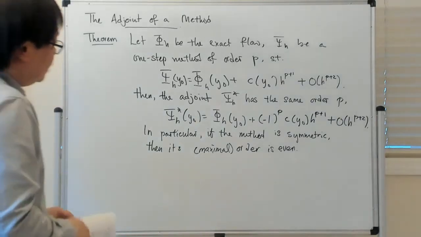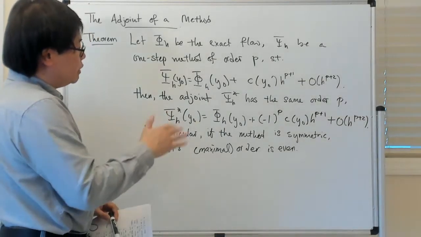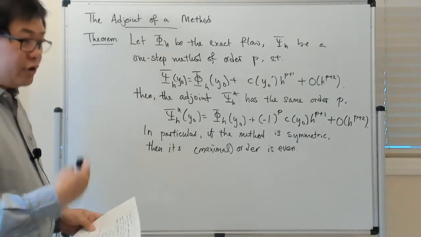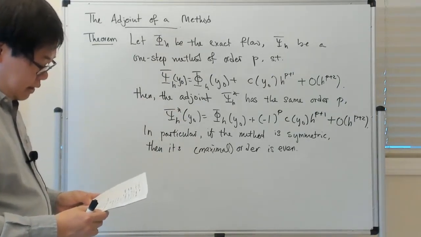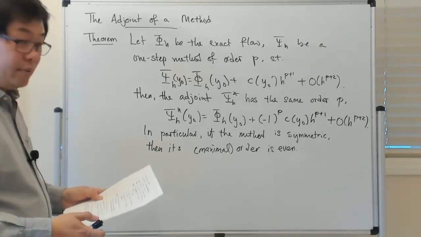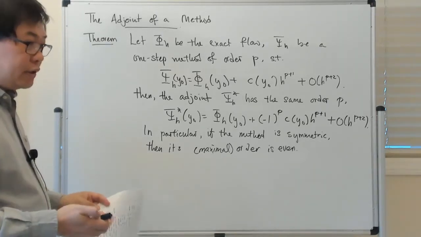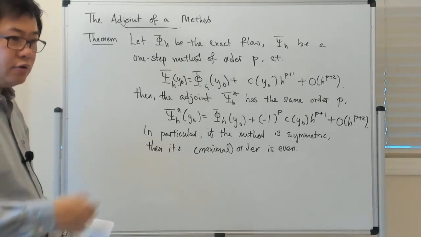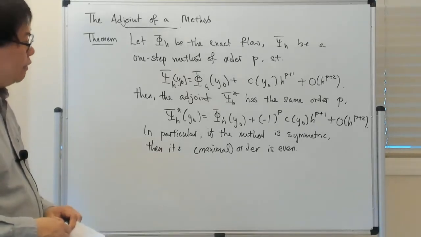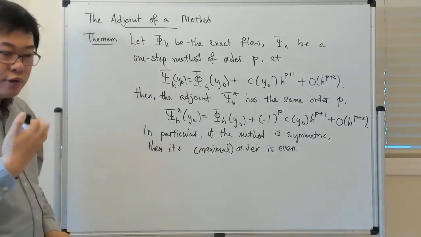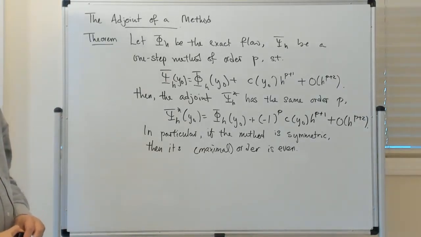So why is that interesting? That's interesting because we talked about a few of the methods we've seen before, like the trapezoidal rule, the implicit midpoint rule, and the Störmer-Verlet method as being symmetric. And as you might recall, they're also second order accurate methods. So this theorem gives you an alternative way of proving that they're second order accurate.